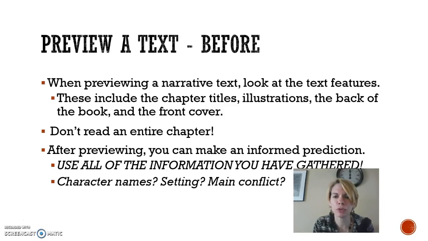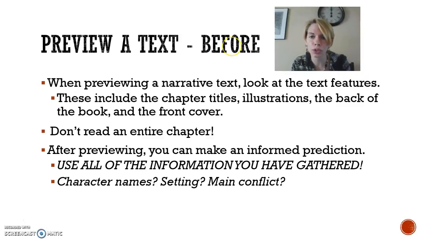So what is previewing a text? Well, this happens before you actually start to read a book. It's usually the first thing that you do when you pick a book up off the shelf or a teacher gives you a text. When you're previewing a narrative text, you should look at the text features. These include chapter titles, illustrations, the back of the book, and the front cover. Don't read an entire chapter. That's not previewing. Previewing is supposed to be a quick glance. You should be able to do it in less than 3 minutes if you're doing it right.